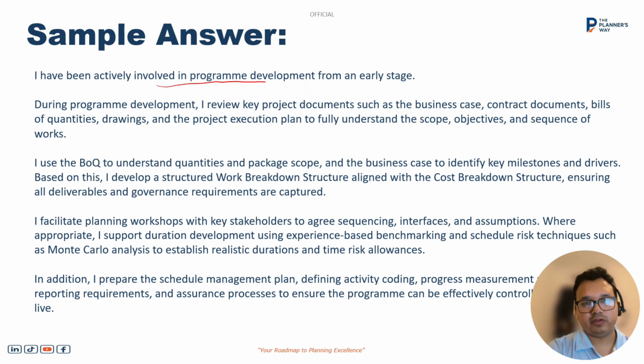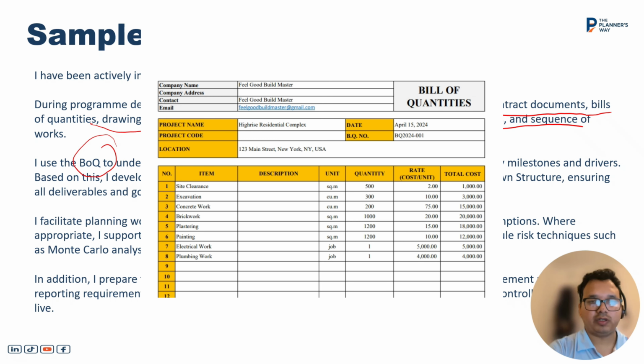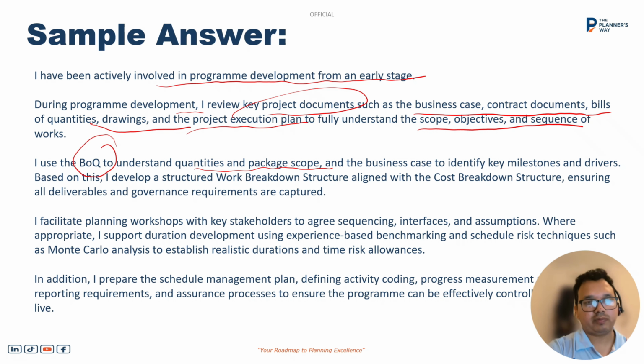I have been actively involved in program development from an early stage. During the early stage, while developing the program, we need the key documents. That can be the business case, contract document, bill of quantity, drawings, or project execution plan. So we need to understand the full scope, objective, and sequence of work. First, I will use the BOQ to understand the quantity and package scope. BOQ is used for the construction program. If it's not construction, or it's a different program, you will not get access to the BOQ. You can use other documents based on the requirement of the project.